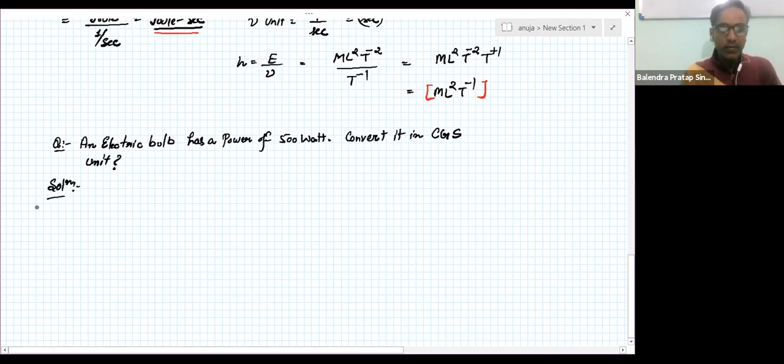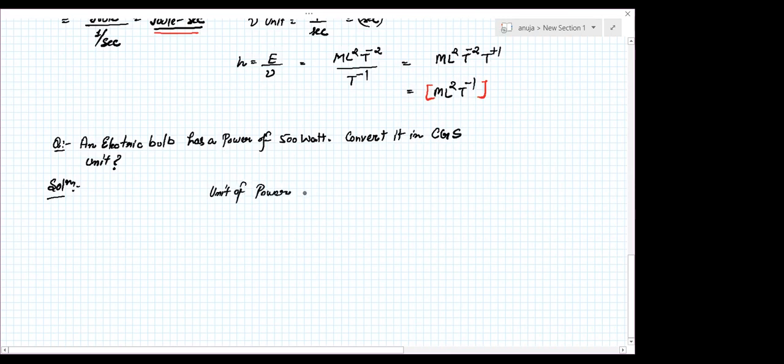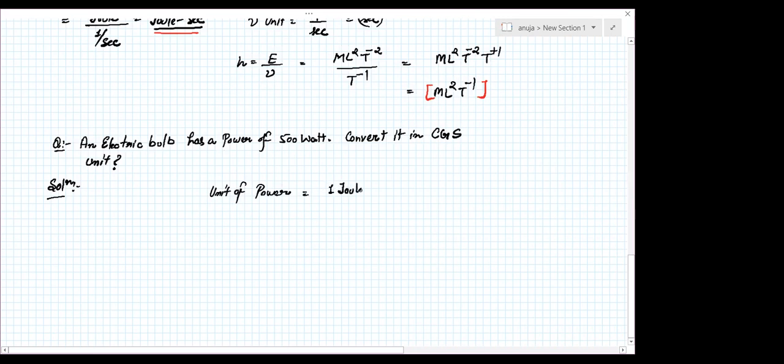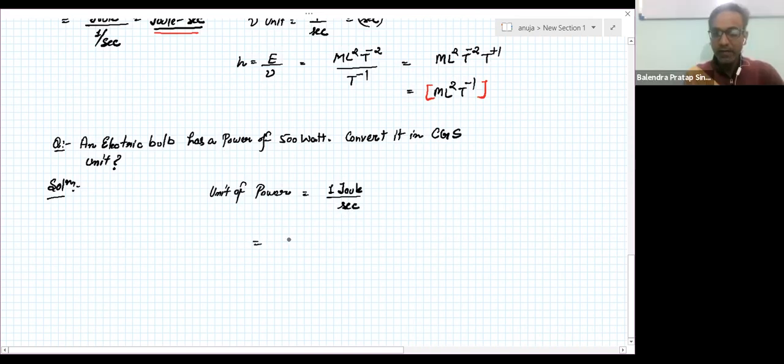500 watt is a unit of power. How do you define watt? The unit of power: 1 watt is equal to 1 joule by second. Exactly, the unit of power is 1 joule by 1 second. So here we have 500 watt, which means 500 joule per second.